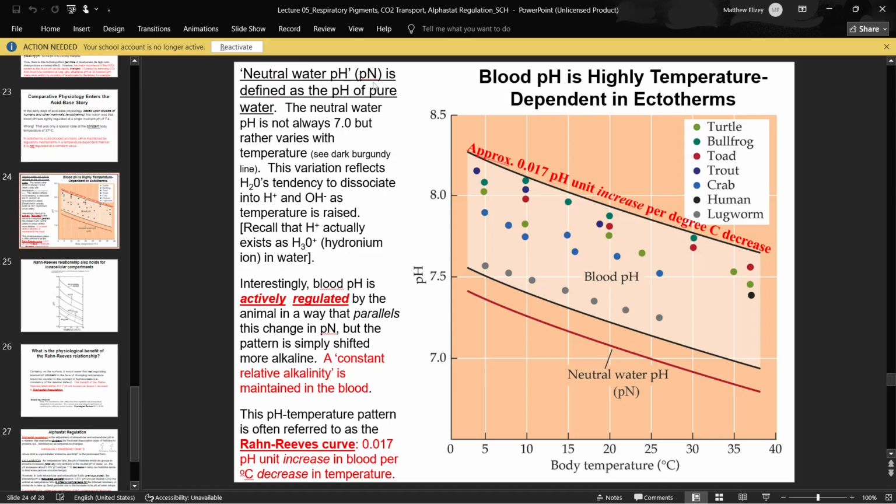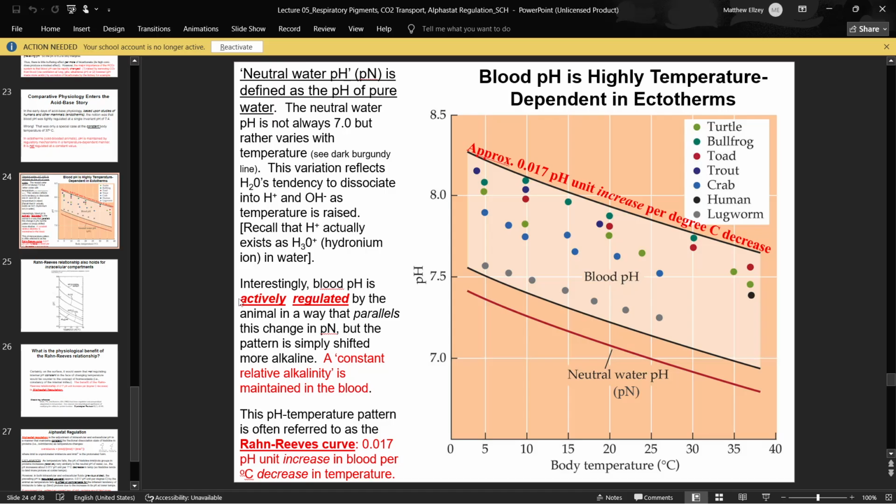So neutral water pH is defined as the pH of pure water. The neutral water pH is not always 7, but rather varies with temperature. This variation reflects H2O's tendency to dissociate into protons and OH- as temperature is raised. So recall that H+ actually exists as H3O+, hydronium ions, in water. So just a little bit of chemistry jargon for you there.